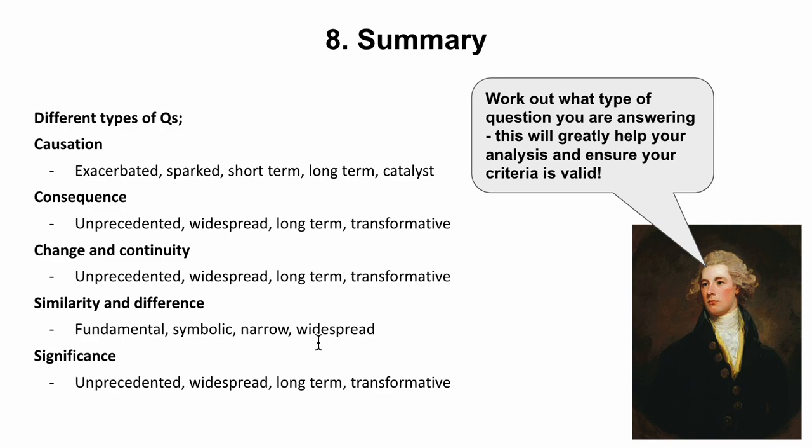So here is a summary from Pitt the Younger, and just saying, work out what type of question you're answering. It will greatly help your analysis and ensure your criteria is valid. And even if you get it slightly wrong, like consequence, change and continuity, there's a lot of crossover here. So don't think, oh, I'm not sure what type of question it is, I'm in trouble. It's one or the other. Hopefully it'll help anyway. Even if you can't decide whether it's consequence or change and continuity, you can see the words that I've used there, the criteria are the same.